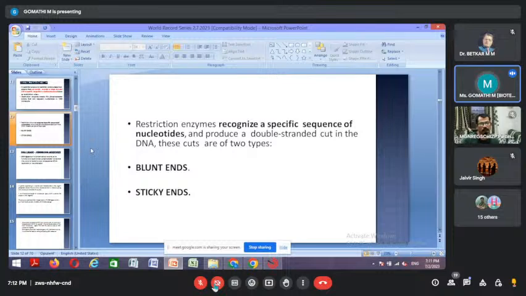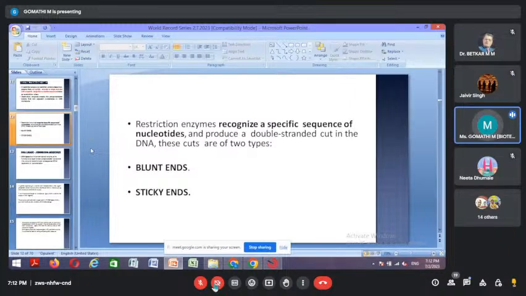The restriction enzymes recognize a specific sequence of nucleotides and produce a double-stranded cut. And these cuts are of two types. One is blunt-ended, the other one is sticky-ended. So while the restriction enzyme cuts the DNA, the fragment may result in two types. One is it may be blunt-ended. The other will be a sticky end which can be joined easily with another fragment. The blunt end is not so easy to join with another fragment, but sticky ends are easy to join with other fragments.